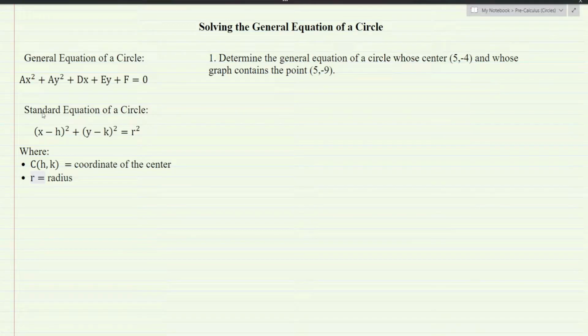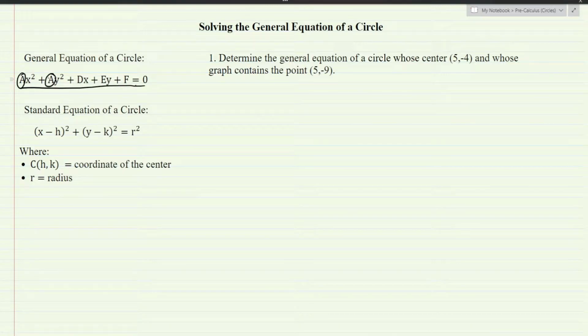Starting with the general equation of the circle, we have ax squared plus ay squared plus bx plus ey plus f equals 0. So this is the general equation of the circle, and what makes it different from other equations of conic sections is that the coefficient of x squared is equal to the coefficient of y squared.